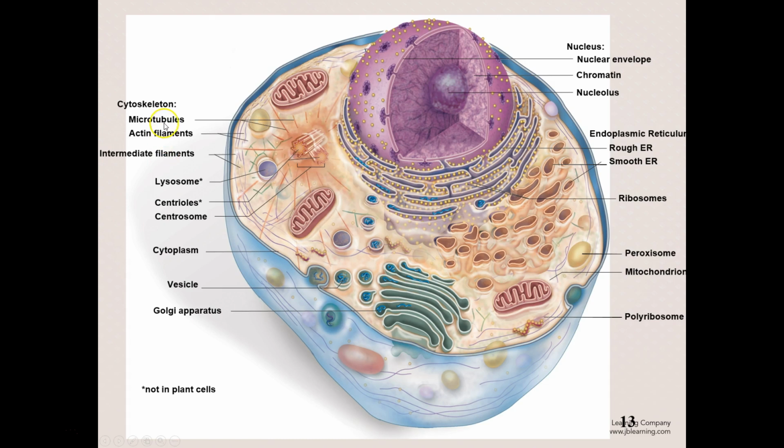The cytoskeleton has 3 types of proteins. It helps to maintain the shape of the cell, so it binds the plasma membrane. It helps to maintain the integrity, but it also moves materials around throughout the cell.